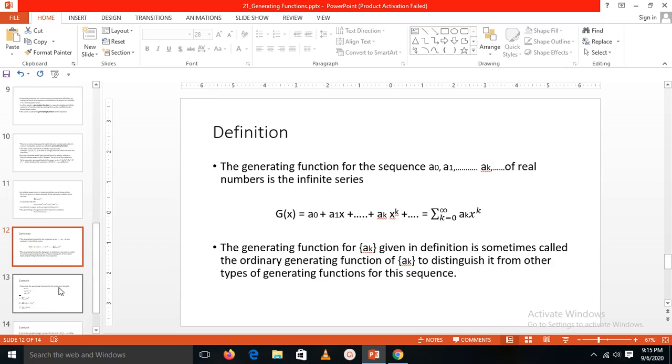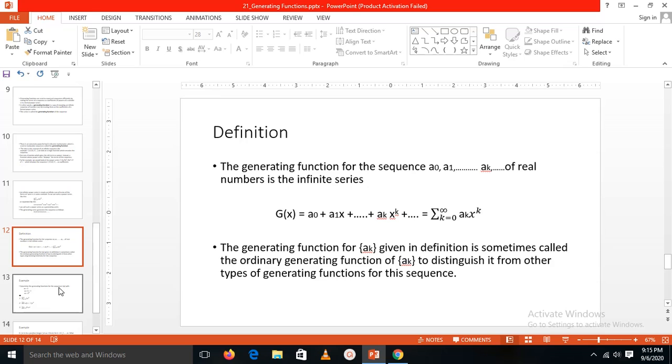What is the definition of the generating function? The generating function for the sequence a0, a1, up to ak of real numbers is the infinite series g of x equal to a0 plus a1x plus up to ak x raised to k. We can write this series as summation k equal to 0 to infinity ak x raised to k.